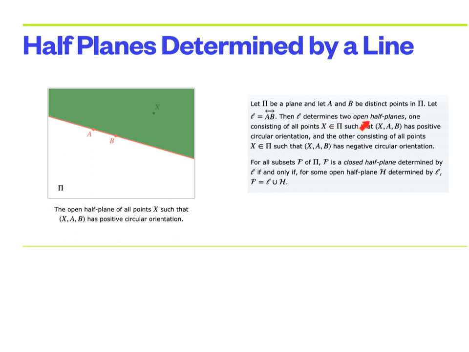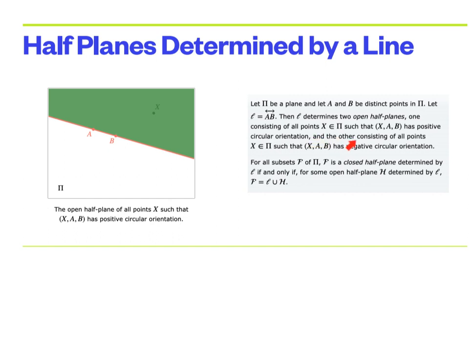Then L determines two open half planes, one consisting of all the points x in pi such that XAB has positive circular orientation. Now let's check this out. See, x is in here. XAB, counterclockwise, is a positive circular orientation. So we're talking about all the points on this side that create that positive circular orientation.